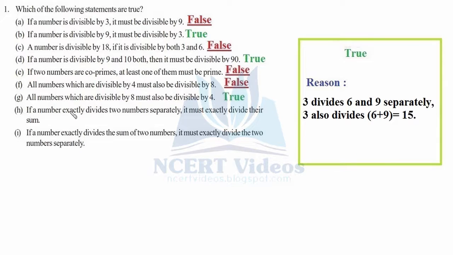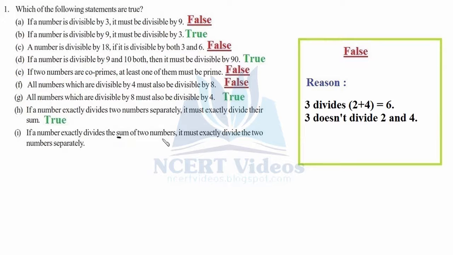H. If a number exactly divides two numbers separately, it is saying separately, it must exactly divide their sum. Let's take that 3 divides 6 and 9 separately. Well, yes, it is true. 6 plus 9 is 15 and it is divided by 3. Therefore, H is true. I. If a number exactly divides the sum of two numbers, it must exactly divide the two numbers separately.